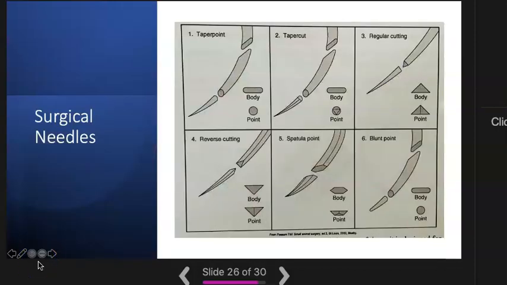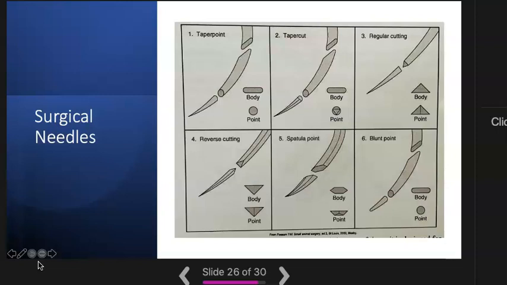Surgical needles, or suture needles, are available in a wide variety of shapes and sizes. The type of suture needle used depends on the characteristics of the tissues needing to be sutured. There are taper point, taper cut, regular cutting, reverse cutting, spatula, and blunt point surgical needles.